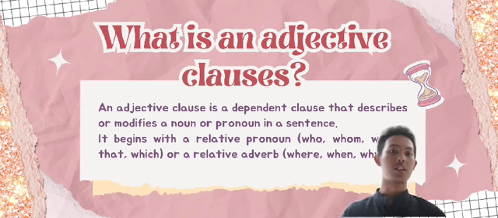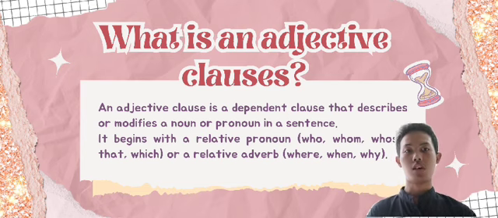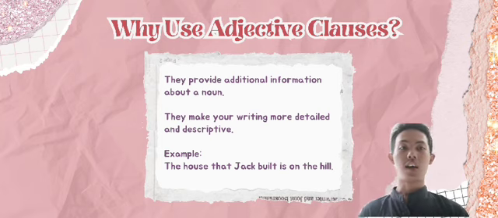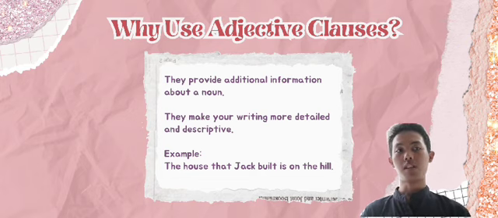An adjective clause is a dependent clause that describes or modifies a noun or pronoun in the sentence. It begins with a relative pronoun like who, whose, whom, that, and which, or a relative adverb like where, why, and when. Why do you need to use an adjective clause? An adjective clause can provide additional information about the noun or make your writing more detailed and descriptive. For example, the horse that the wheel is on the hill.